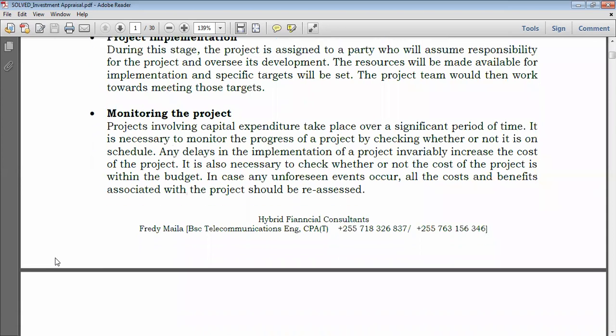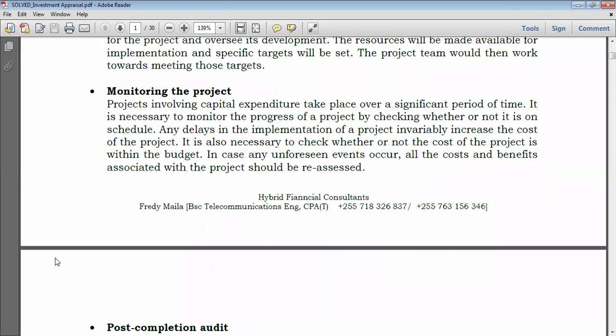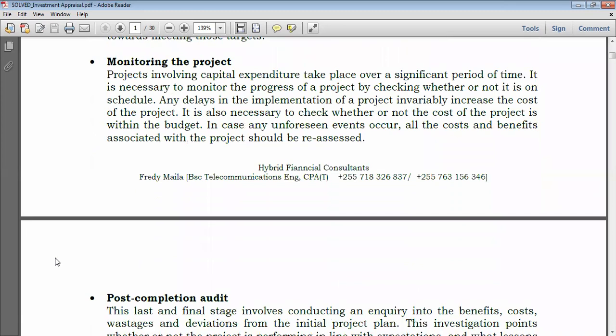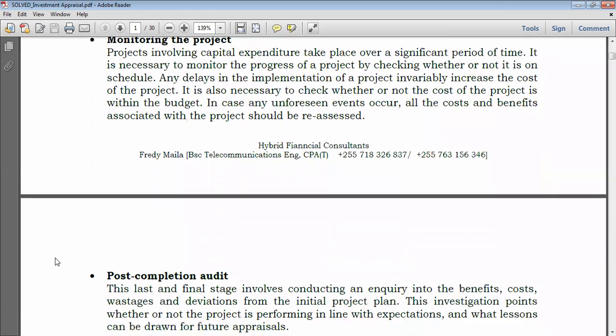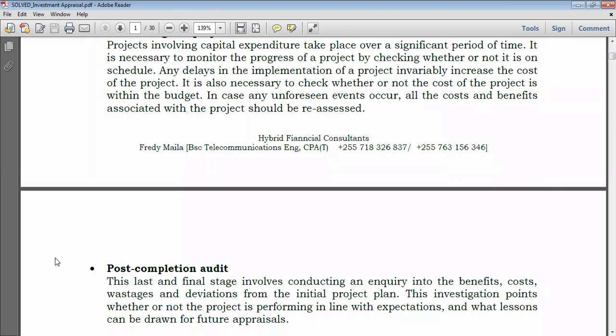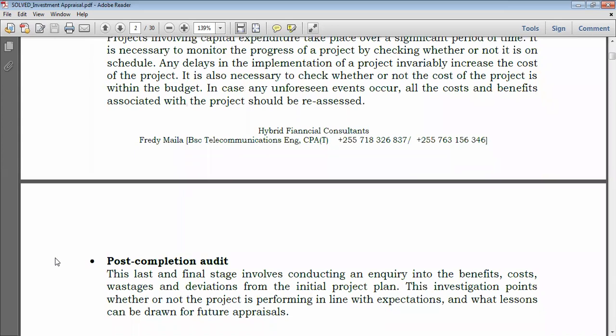And lastly, after monitoring the project each year, the project will come to an end, and then we have the post-completion audit. This post-completion audit means that the project actually has been completed. This is the final stage, involved in conducting an inquiry into the benefits, costs, any wastages, any deviations, something like that.